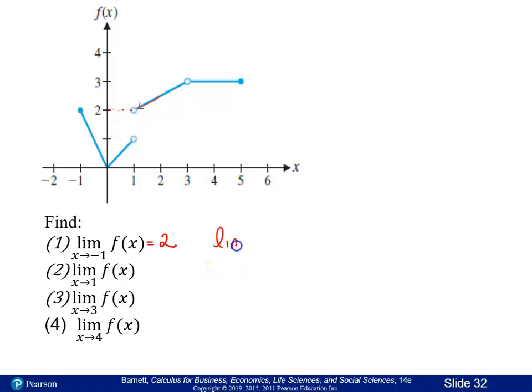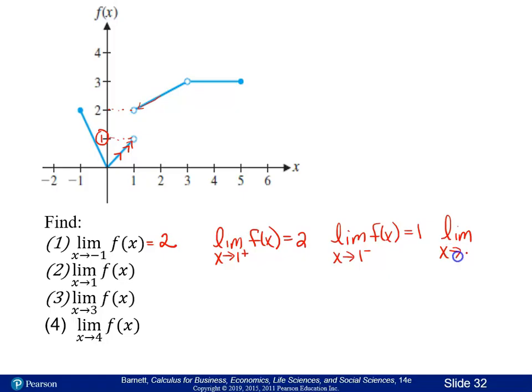So the limit as we approach 1 from the right is 2, and the limit as we approach 1 from the left is going to be 1 because that's going to take us up here. Okay, and so we're going to be at 1. So the limit as x approaches 1 overall simply does not exist because these two values are not the same.